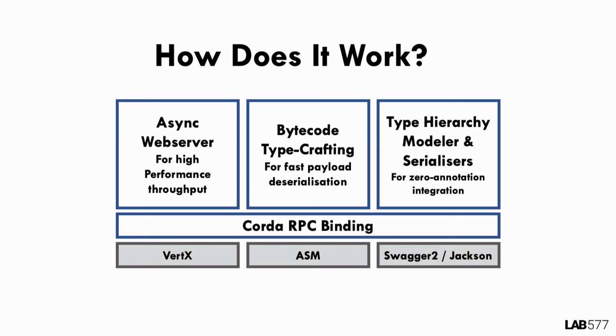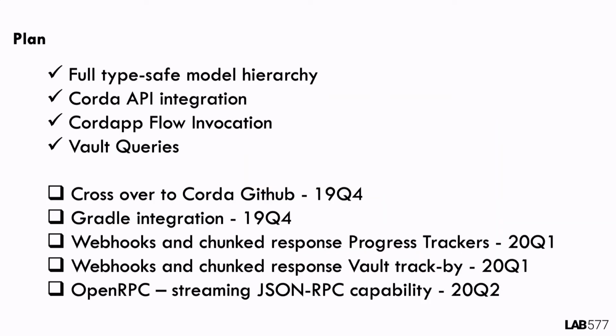To make things nice and fast in terms of the deserialization, it generates bytecode that represents payload types and all those sort of things that don't naturally come out of your Corda app, but are there as part of your method signatures for your flows. And it's got a really super fast async web server underneath that powering it. So that's using Vert.x. And that's basically the structure of it in one short sentence. So the plan, so far, we've got a full type-safe model hierarchy.